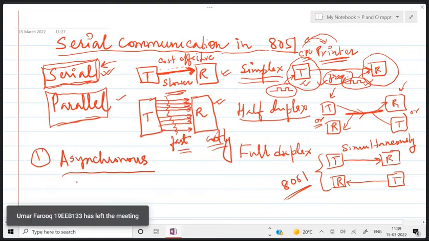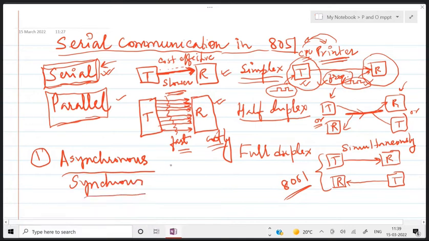And the second one is synchronous communication.